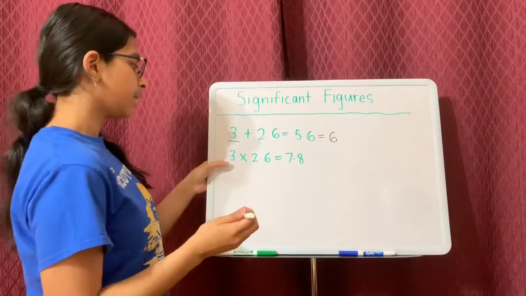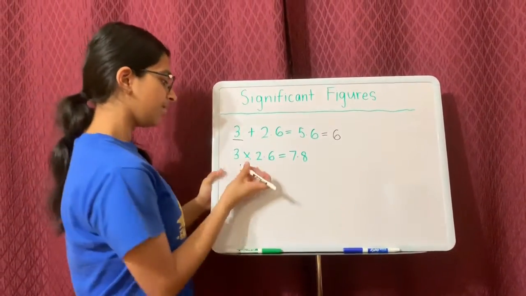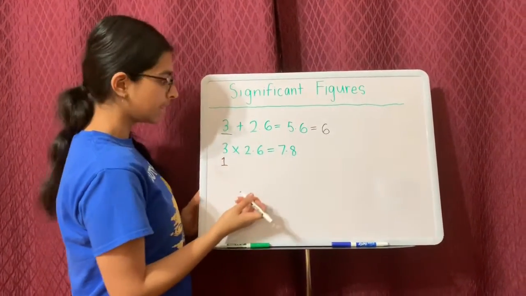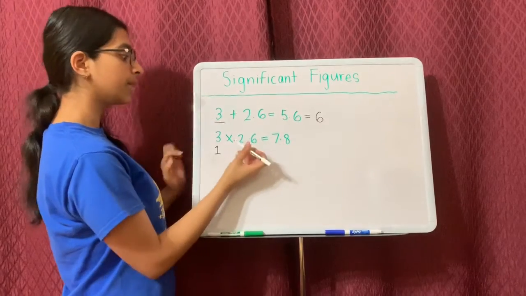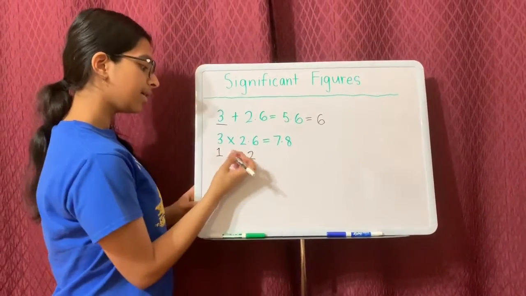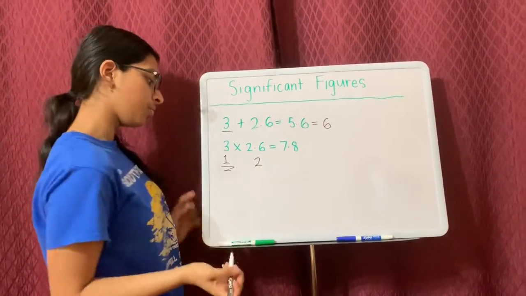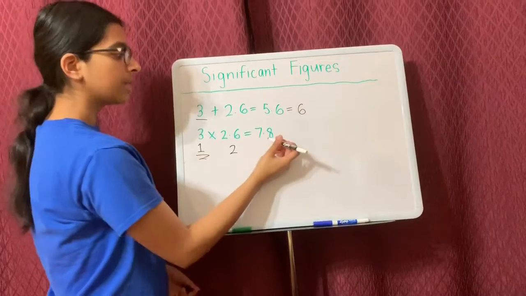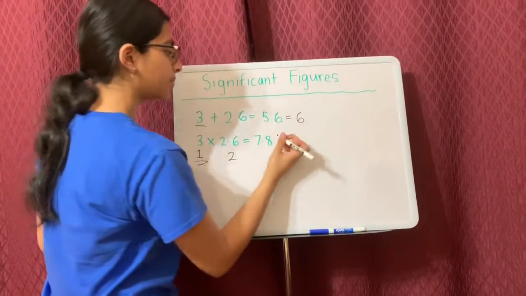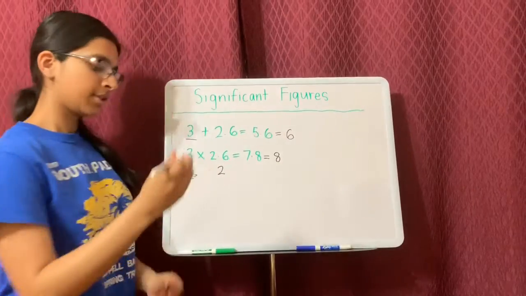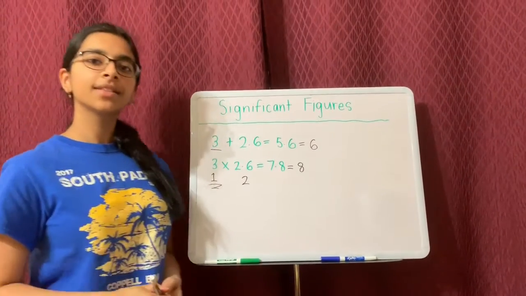So we look at the 3. This obviously has only one sig fig. Here we look at this 2.6, and this has a decimal point, so we start from the left and count 1, 2 sig figs. So 1 is less than 2, right? So we have to have our answer expressed in only one sig fig. This currently has 2 sig figs, so we're going to have to round this to 8 as the answer expressed with the correct number of sig figs.